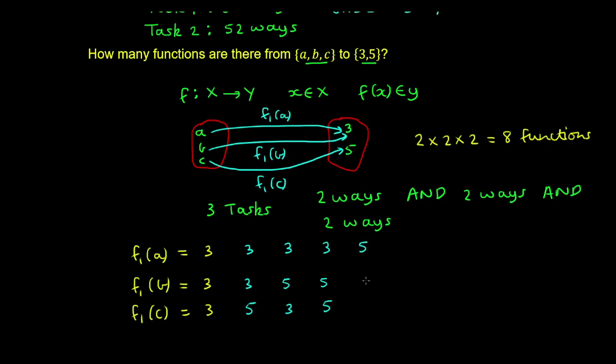And then we have 5, 3, 3, 5, 3, 5, 5, 5, 3, and then 5, 5, 5. So as we can see, we have 8 different combinations of outputs that can be produced by 8 functions.